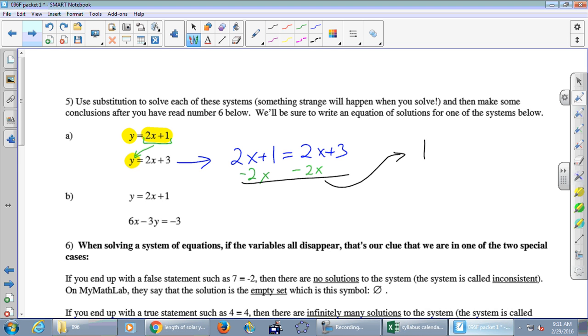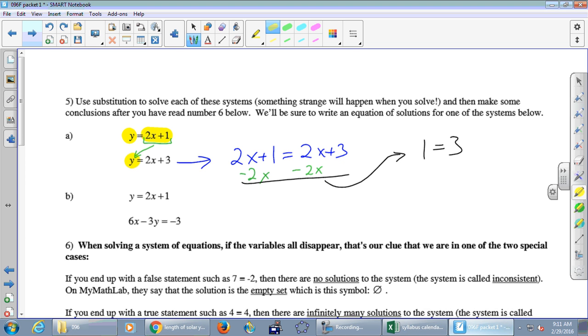1 equals 3. With a good question. That was the right intonation. 1 equals 3? That's strange. Okay, we'll come back to that. Let's take a look at part B. We'll do substitution again. Which equation would you solve for which variable?